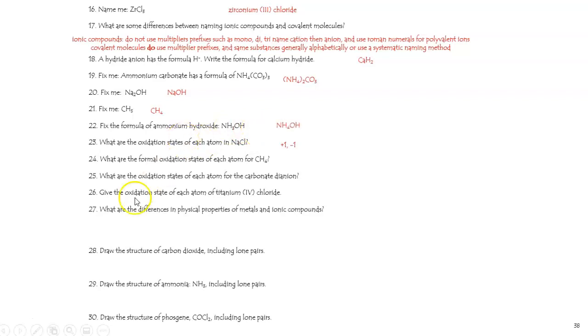There it is. The oxidation states of each atom in sodium chloride. Well, when it's a formal charge, the oxidation state is the same as its charge, +1 and -1. But for CH4, we can assume each H, it's like carbon tetrahydride. Each H is -1, therefore carbon would be +4. We'll omit this for now, I think. What are the oxidation states for each atom in the carbonate dianion? Not an easy thing to draw.